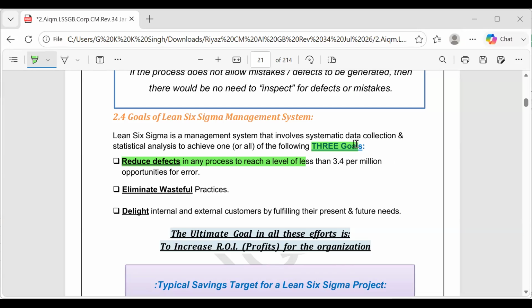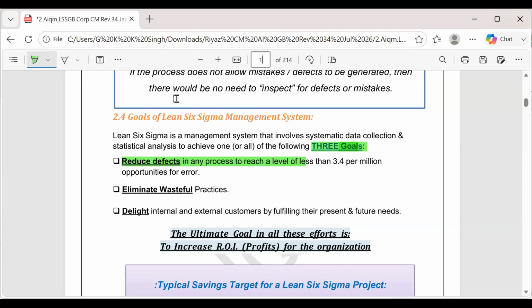So we said there are the three goals for implementation of Lean Six Sigma. Why do we do it? Reduce the defects to reach a level of less than 3.4 defects per million opportunities or transactions.